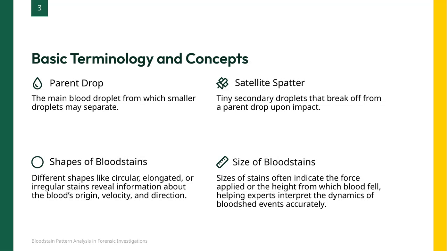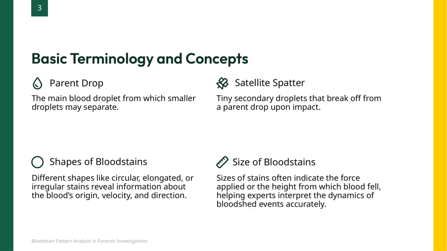Here, we're looking at some basic terminology and concepts that are essential for understanding bloodstain pattern analysis. First, the parent drop is the main blood droplet. It's important because smaller droplets can separate from this original drop. Those smaller droplets are known as satellite spatter, which are tiny secondary droplets that break off when the parent drop hits a surface.